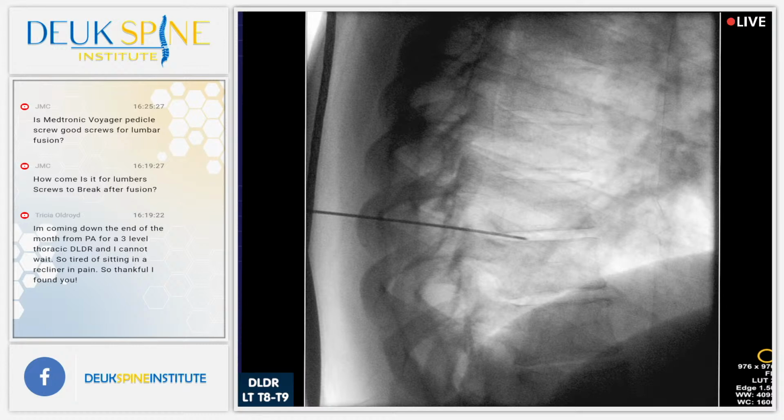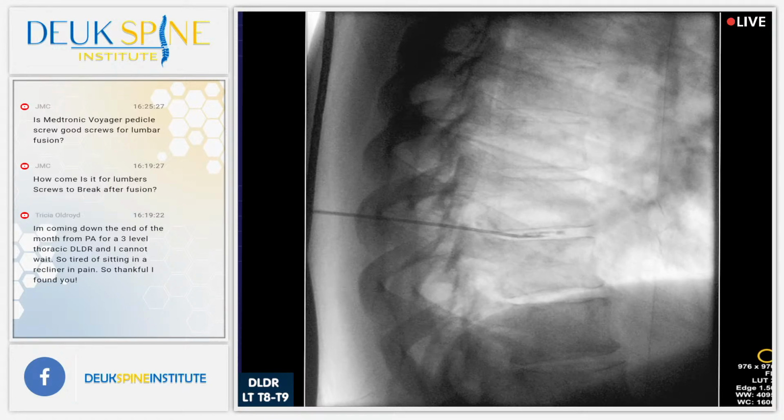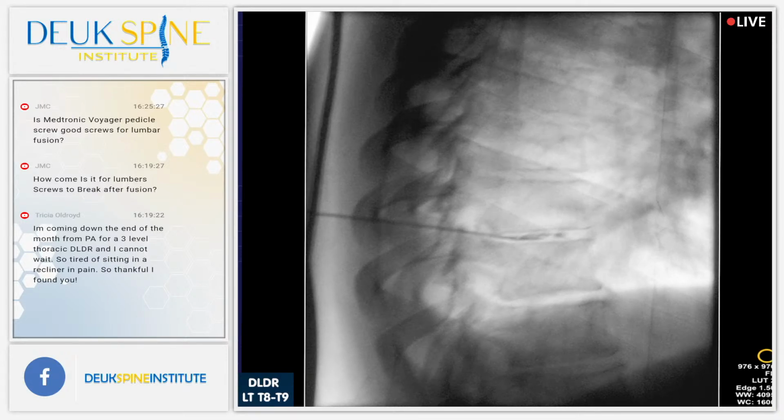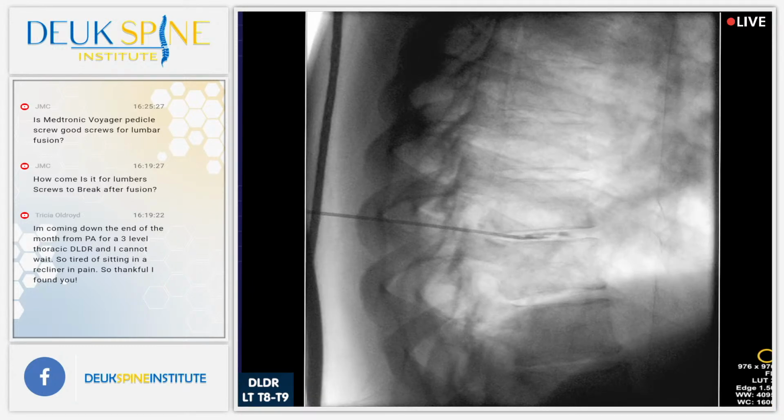Our patient is asleep because he doesn't tolerate being awake very well. Discogram. Shot. All right, shot. One more time. Very good. So this is inside the T8-T9 disc. And now we're going to move on to the laser part of the surgery.